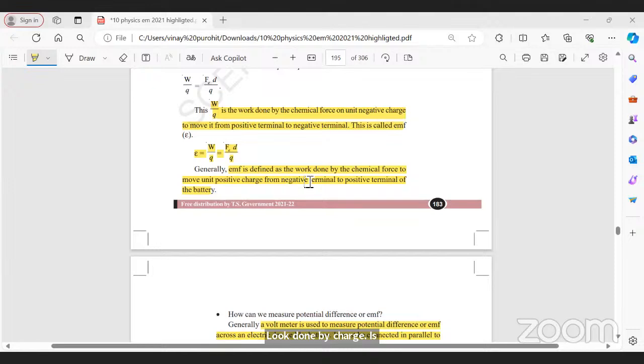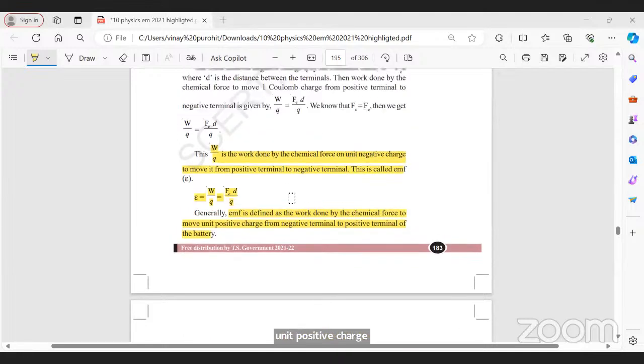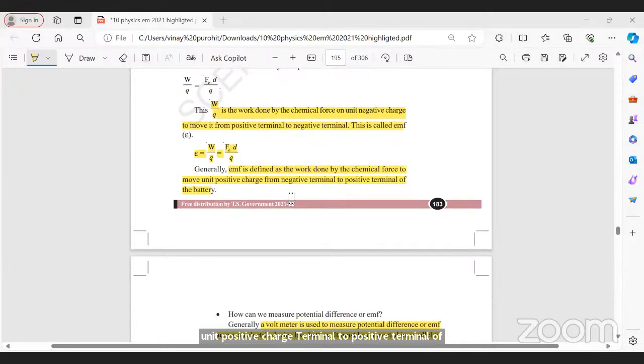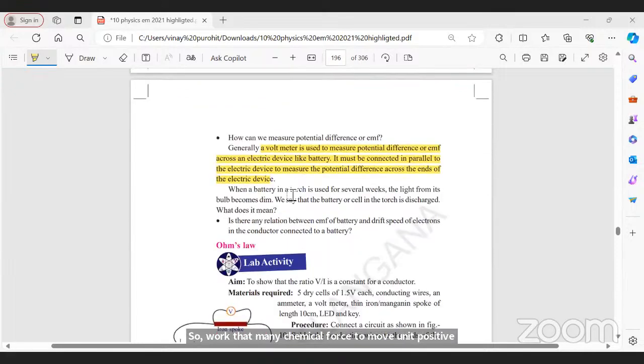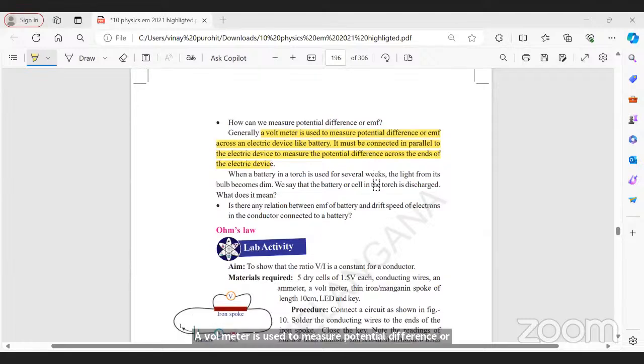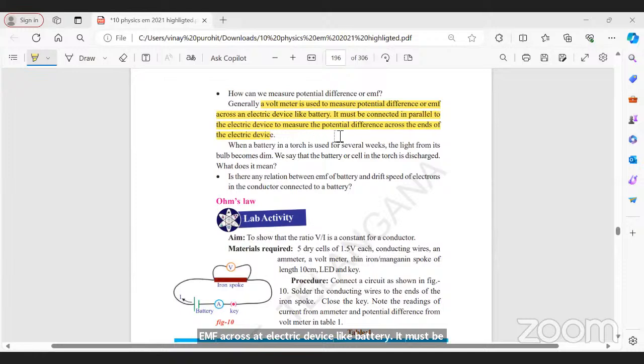So EMF is defined as the work done by the chemical force to move unit positive charge from negative terminal to positive terminal of the battery. A voltmeter is used to measure potential difference or EMF across an electric device like a battery. It must be connected in parallel to the electric device to measure the potential difference across its ends. Ammeter must be connected in series. Voltmeter must be connected in parallel.